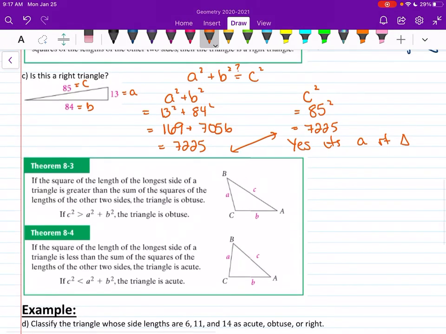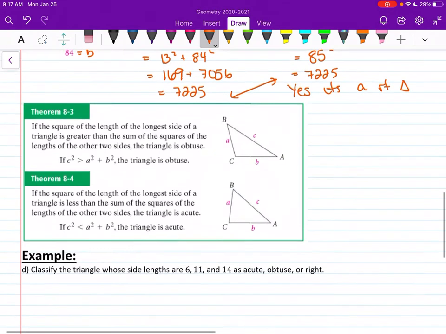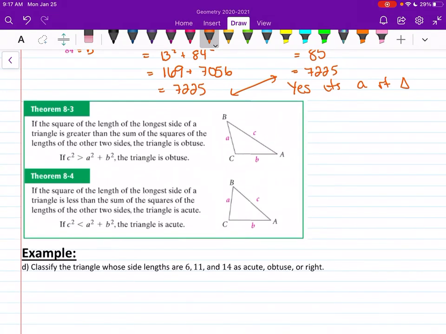Okay, next we have two theorems, and these theorems tell us whether it's an acute or obtuse triangle when it's not a right triangle. In example C we had a right triangle, but if they weren't equal, we would be able to determine if it's an acute triangle or an obtuse triangle. Theorem 8.3 basically says if the hypotenuse, C squared, is bigger than A squared plus B squared, my right angle has to open up further, and therefore it's going to be obtuse. In the next theorem, if C squared is less than the sum of A squared plus B squared, then that angle doesn't have to open up as much, so it's going to be smaller, and we'll have an acute triangle.